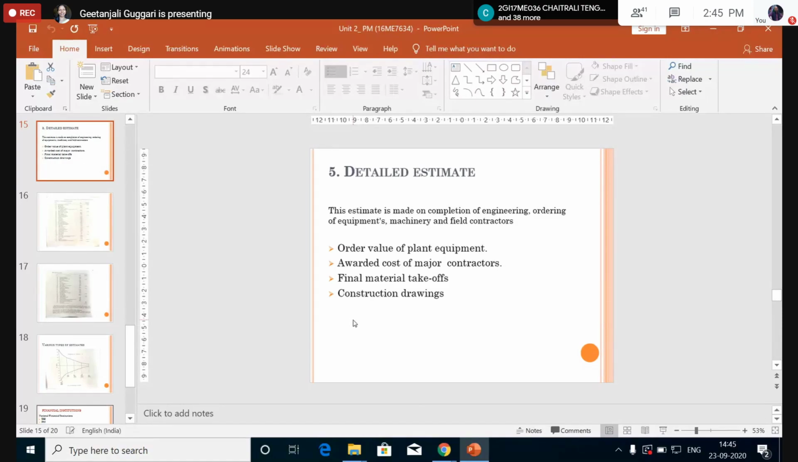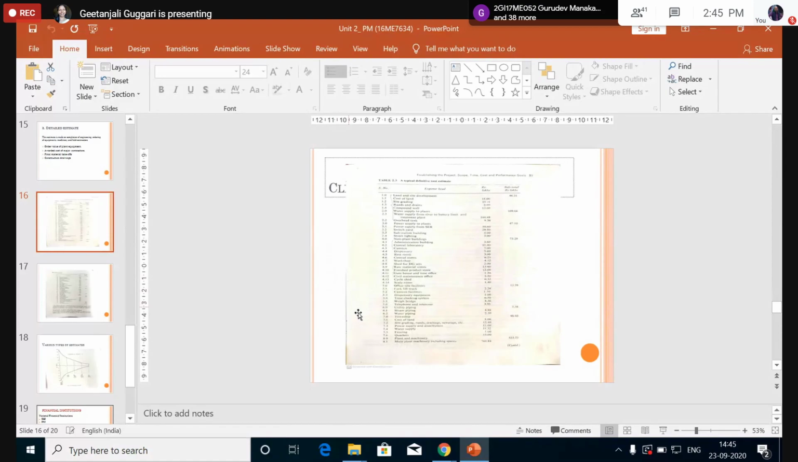So what are the detailed drawings that need to be carried out? Here I'll give you what details you need to collect during the definitive cost estimation. I have taken a photo from the textbook so that you will be able to understand how the activity has been broken into the different stages. Here, are you able to read from the picture which I have pasted?